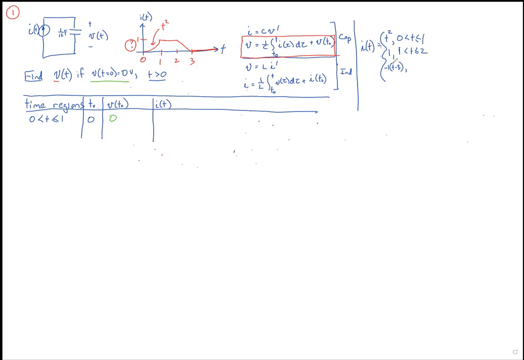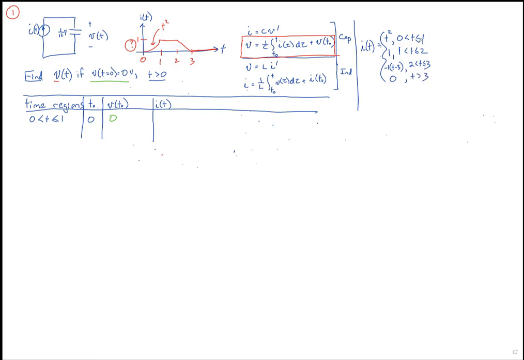Either one works. You can just see that this works because it's going to be t plus or minus 3. And if we want it to be 0 at 3, we have to subtract 3 to make that work. And then it's going to be 0 for time greater than 3.